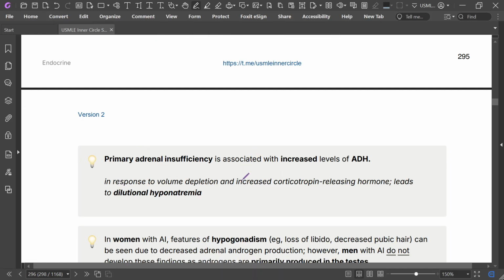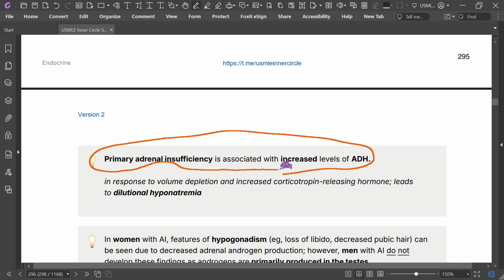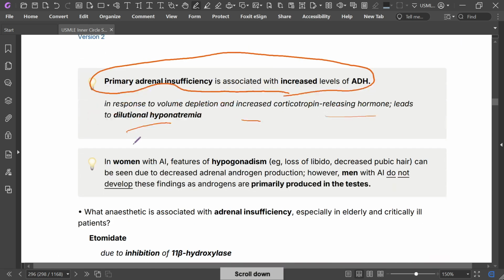Primary adrenal insufficiency is associated with increased levels of ADH in response to volume depletion and increased corticotropin releasing hormone, which leads to dilutional hyponatremia.